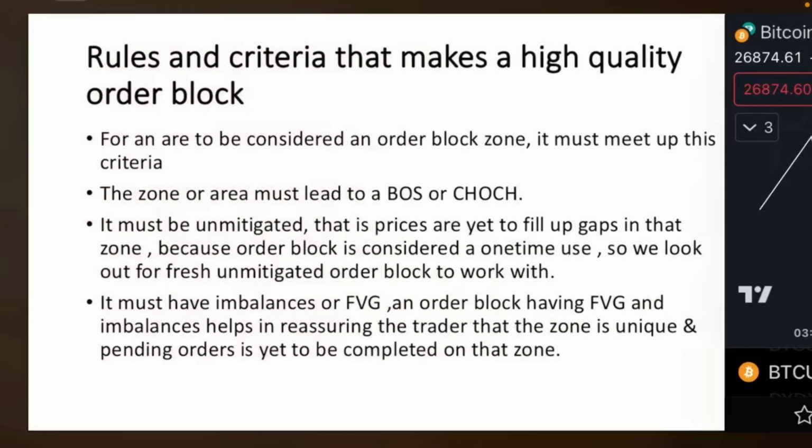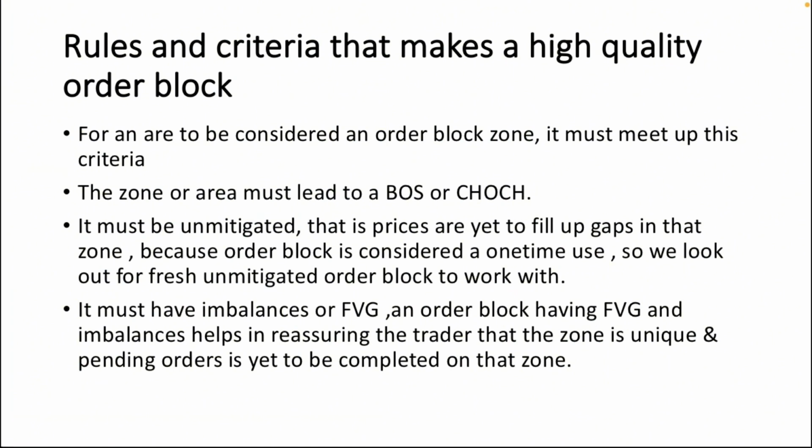Now I said it must be unmitigated. Now what is an unmitigated zone? An unmitigated zone is an area where an order block was created and price has not tested that zone or has not reached that zone at all. So once we see this kind of move, then we can start thinking of focusing on that zone and trying to get a trade out of that zone. Make sure it's unmitigated, that price has never reached that zone before.